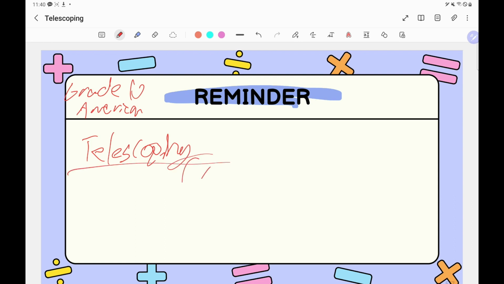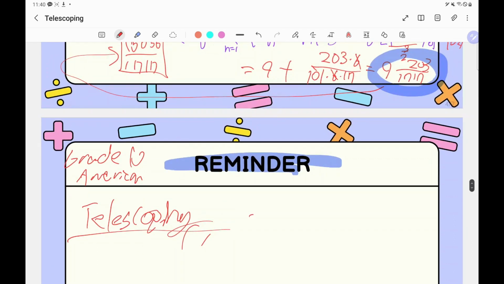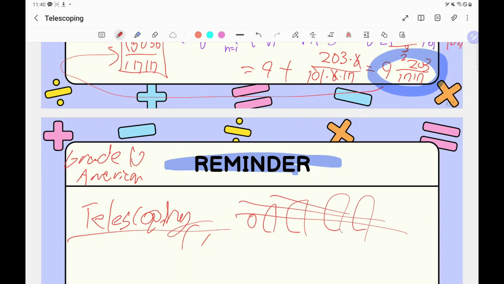Telescoping is just really telescoping. You go in small, bigger, bigger, bigger. But this is all the same. So this goes away, this goes away, and only this much is left. Everything goes away. The same thing goes away.